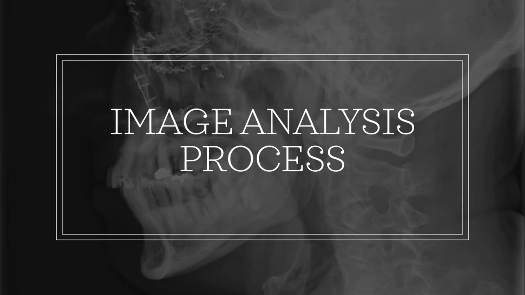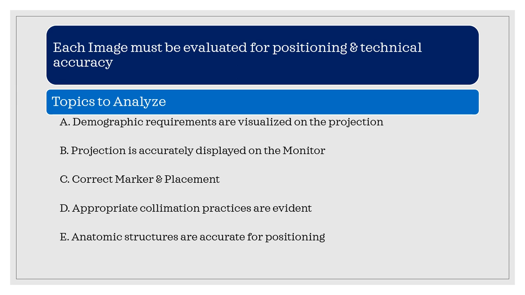Image analysis process. After the projection is correctly displayed, it is evaluated for positioning and technical accuracy. The evaluation should follow a systematic approach to reduce the chance of missing important details. Each image must be evaluated for positioning and technical accuracy. Topics to analyze. Demographic requirements are visualized on the projection. The projection is accurately displayed on the monitor. Correct marker and placement. Appropriate collimation practices are evident. And anatomic structures are accurate for positioning.